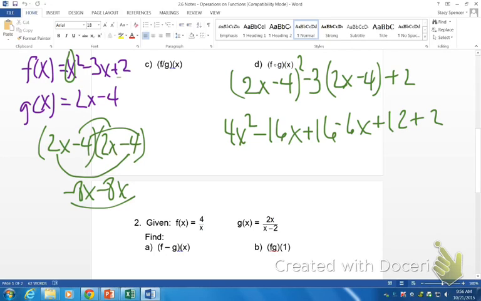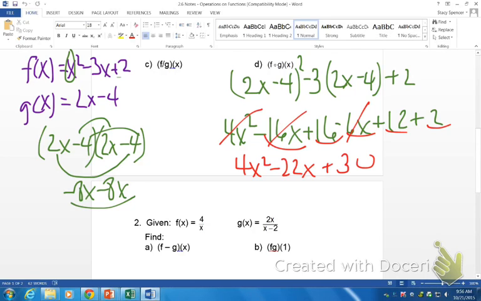Let's start with the 4x squared. Any other x squares? No. So that'll come down. All right, we'll just cross them out. How about some x's? Yes. We've got one here and one here. What'd that give you? All right, let's cross them out. And now we have 3 constants left. 16 plus 12 plus 2, 30. Okay, and that's it.